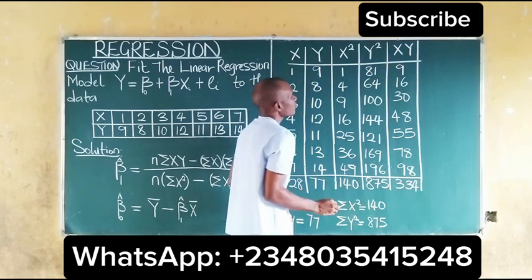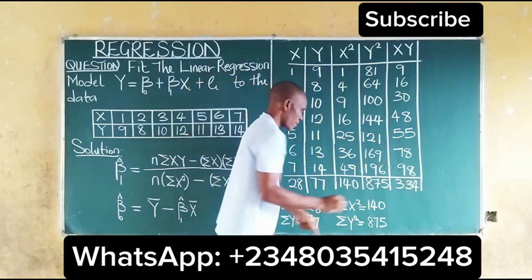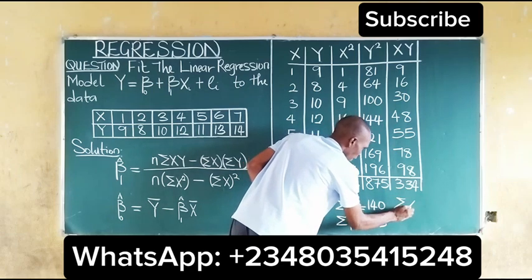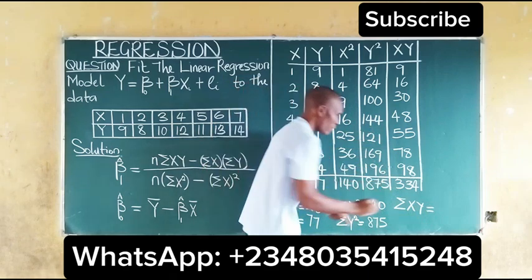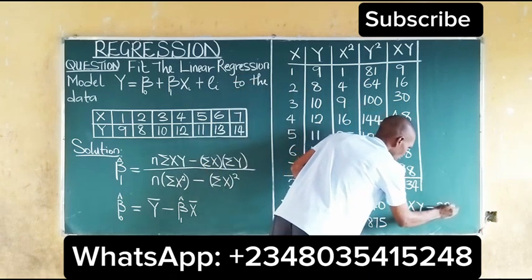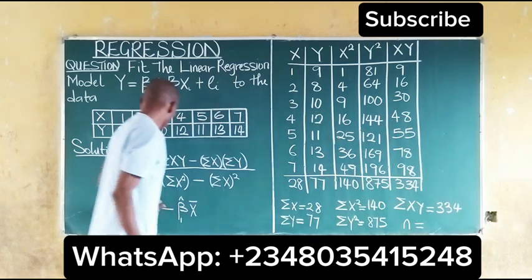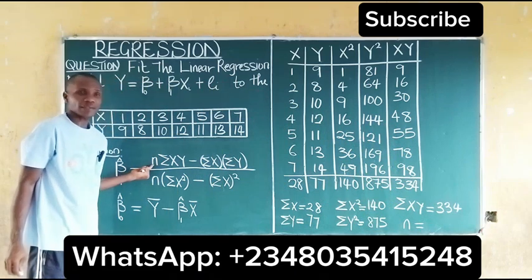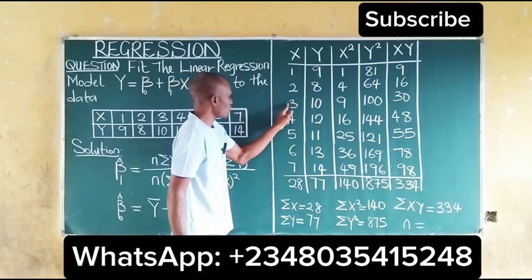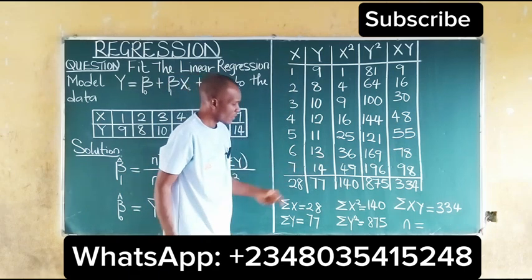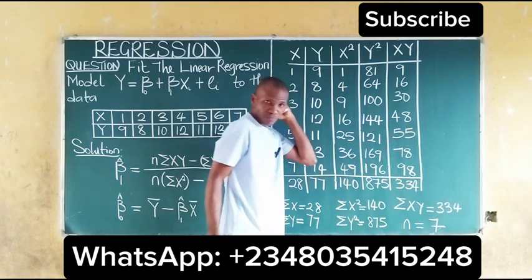Then summation of x and y, that means x multiplied by y, is equal to 334. Then what is our n? Because we have n here. Our n is the number of items given: 1, 2, 3, 4, 5, 6, 7. So our n is 7 on the dot.